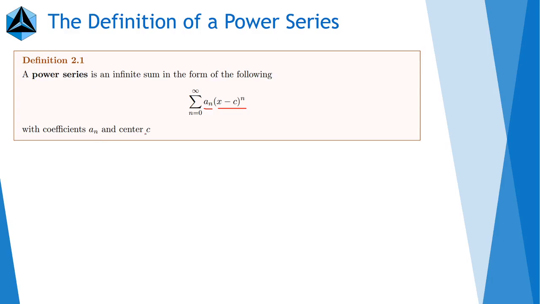And for a power series, c is considered the center here. So let me just list out the first few terms for you. We have a of 0 times x minus c to the 0, which is just 1, plus a of 1 times x minus c to the 1, plus a of 2 times x minus c squared, plus a of 3 times x minus c cubed, and so on. As you can see, as we go on with each term, the exponent on the x minus c term increases.